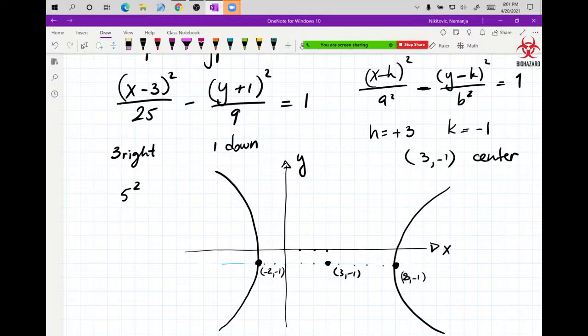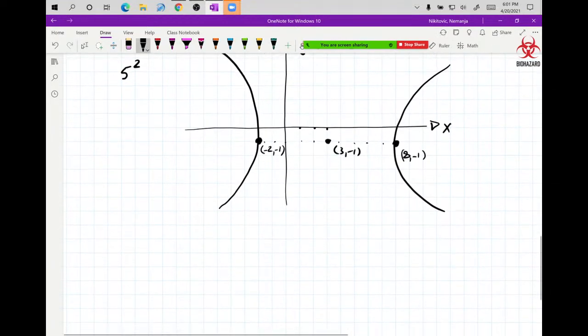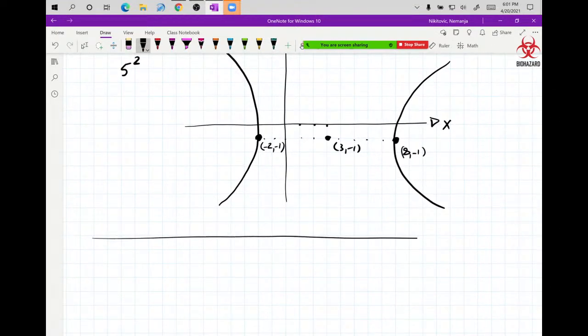And now I can get rid of this blue line. I don't need the blue line. You know, the hyperbola is there, and we're done with that line. The line is just there to help us line everything appropriately.